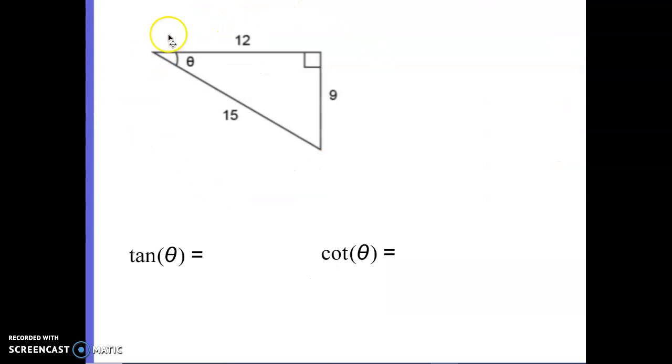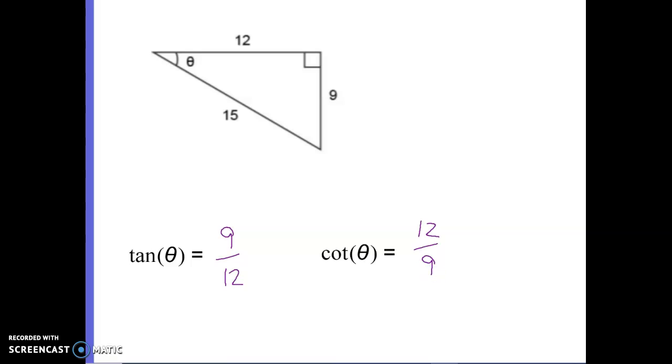Okay, here's our same triangle. Here's our angle theta. So let's find tangent. Tangent is opposite, the one across from, over adjacent, the one that's next to, but not the hypotenuse. So opposite over adjacent. In this particular case, tangent of theta is going to be 9 over 12. Okay, so let's do the same thing for cotangent. Cotangent is the reciprocal of tangent. So for cotangent, I'm going to get adjacent over opposite, 12 over 9.